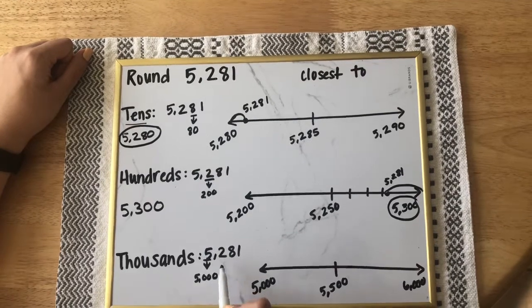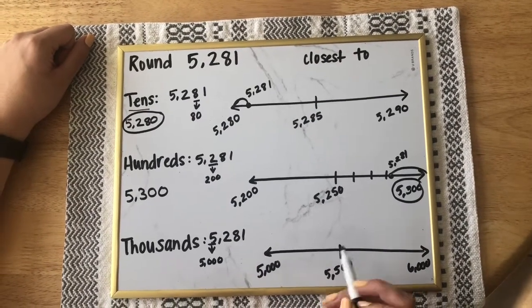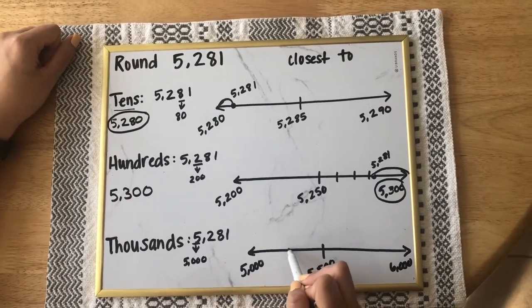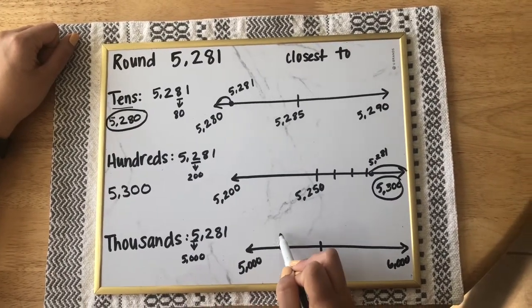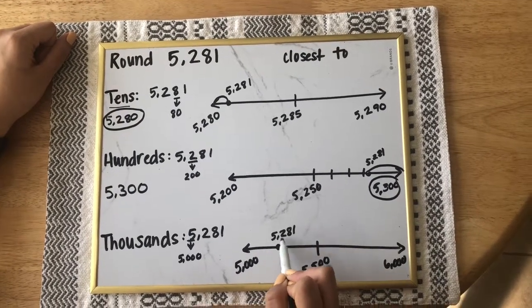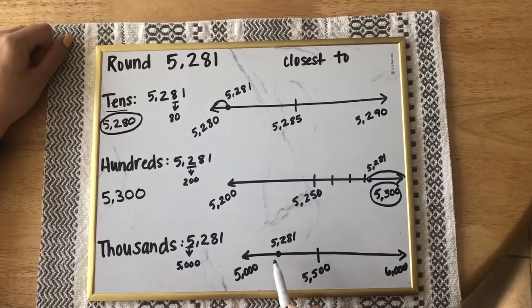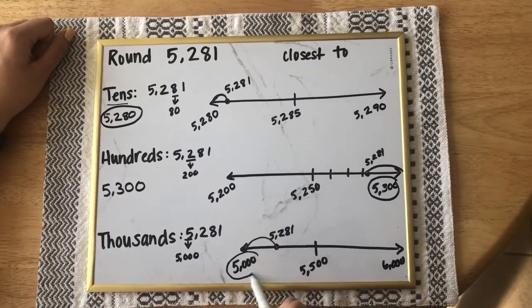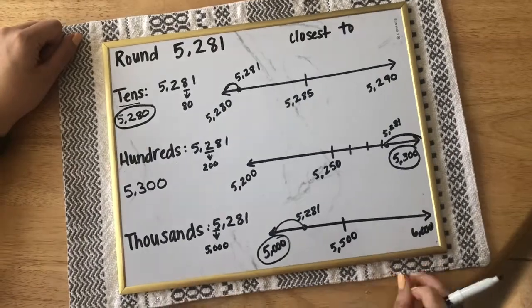Now we have to place 5,281. Well, this is 500, this is 200. Sounds like it'll be somewhere around maybe here. So the question is, what does 5,281 round to? Is it closest to 5,000 or 6,000? If you said 5,000, you're absolutely right. Great job.